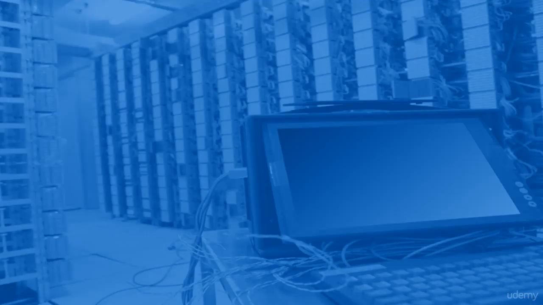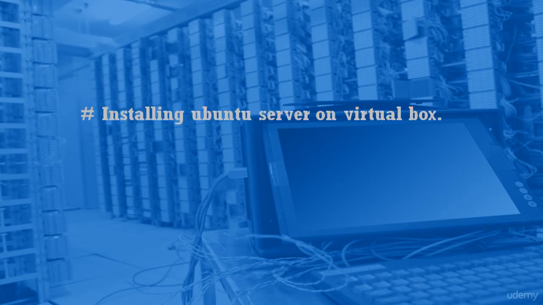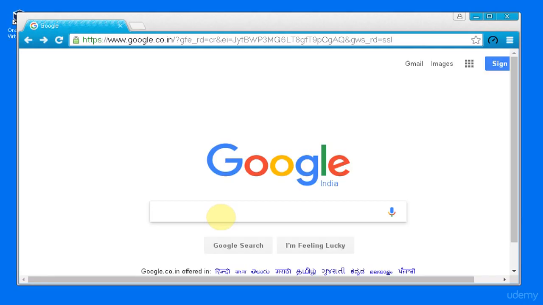Hi, welcome back. After installing VirtualBox, now it's time to install the Ubuntu server as a virtual machine. So in this lesson, we're going to learn how to install the Ubuntu server on this VirtualBox. In order to do this, you need the image file or the ISO file of the Ubuntu server.